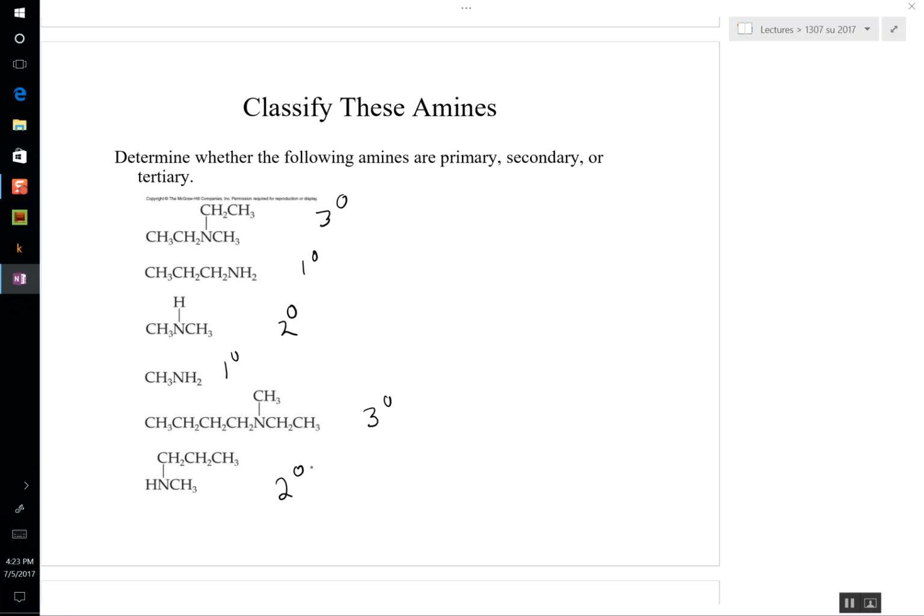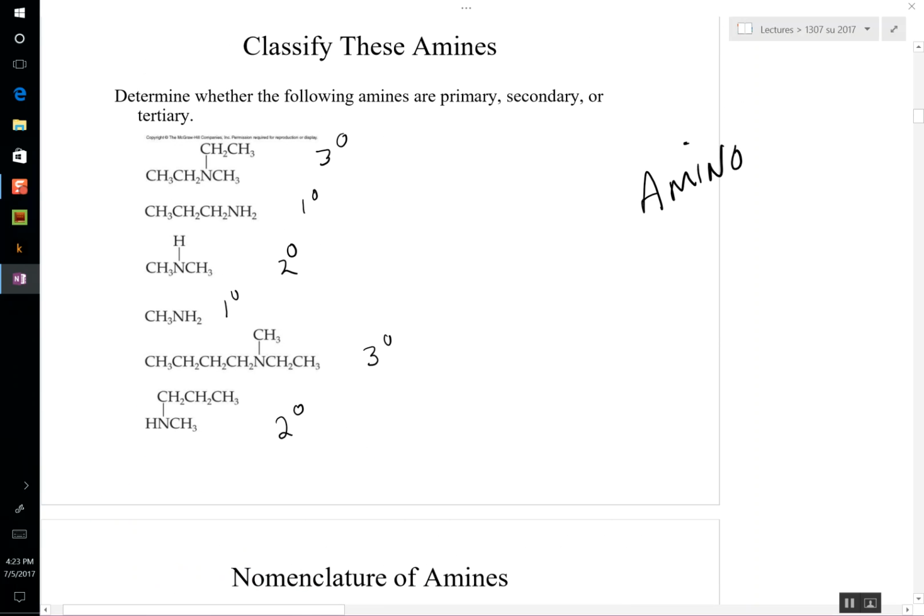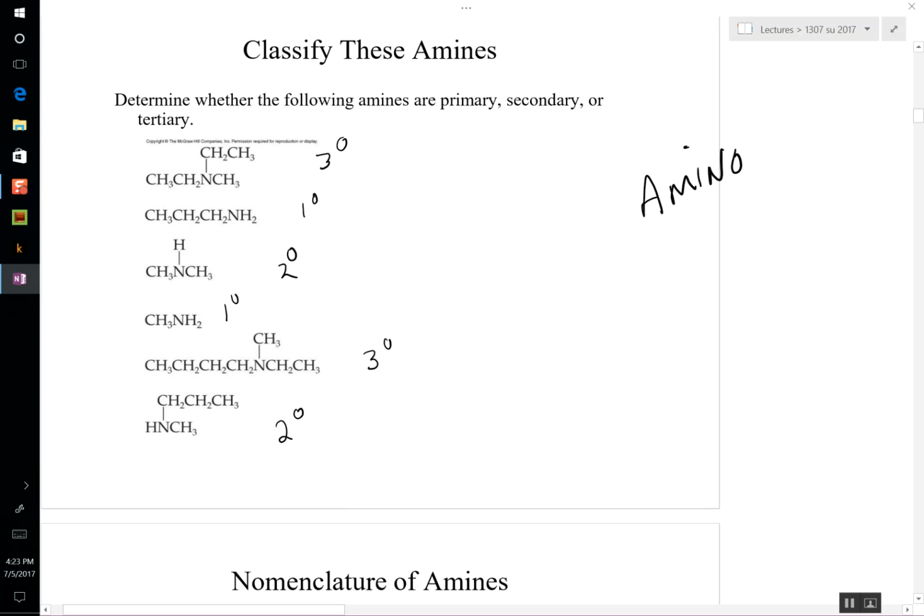You said with the substituent of amine, what do you call it formally if it's used as a substituent? Amino. Yeah, the substituent name is amino. It's an amino group. Hydroxy or hydroxyl is just an OH. That's a substituent.